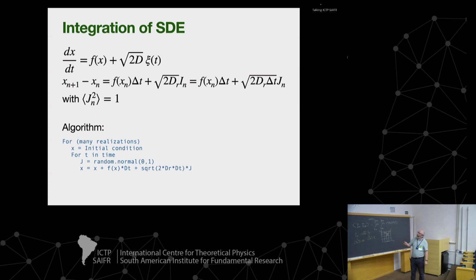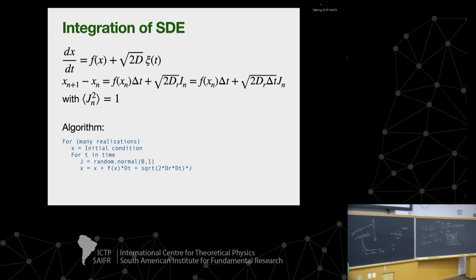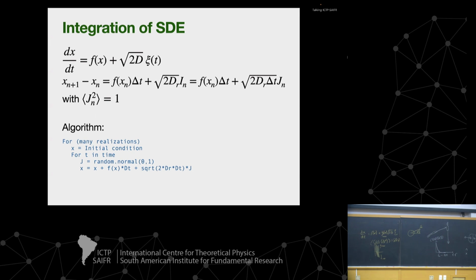So the integration of this Langevin equation is simply that. The delta t is included into the square root with the variance of Gn equal 1. So this is the algorithm to solve the Langevin equation or to solve the Fokker-Planck equation. Just do many realizations. Depends on your money. Yeah? The faster the computer, okay, you simulate more and more.